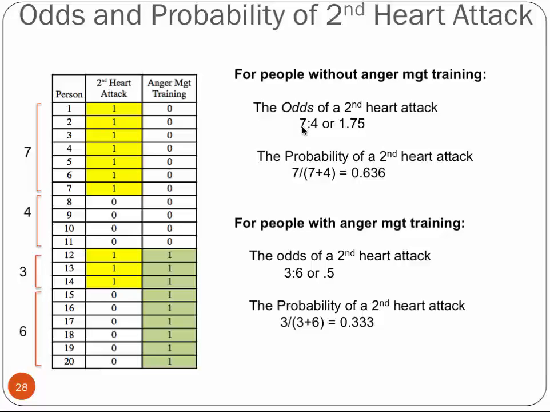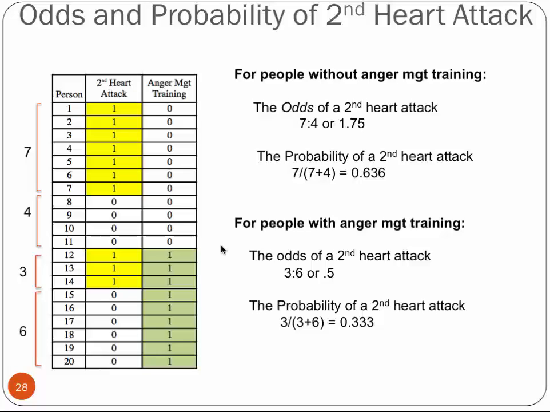So we have 7 heart attacks and 4 that are not, and that equals 1.75. If we divide 4 into 7, we get 1.75. So the odds of a second heart attack, if you have not had the training, is 1.75. The probability of a second heart attack is always going to be the successes over the successes plus the failures. So we're going to have 7 heart attacks over 7 plus 4, and that equals the probability of 0.636. In this simple example, then, it's easy to calculate the odds and it's easy to calculate the probabilities.